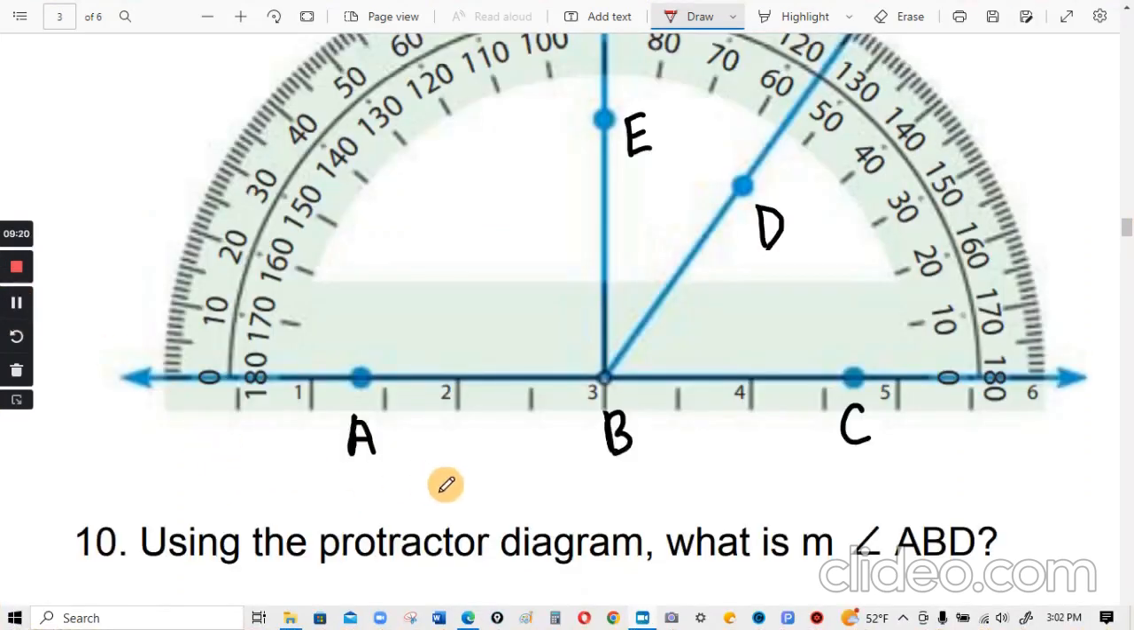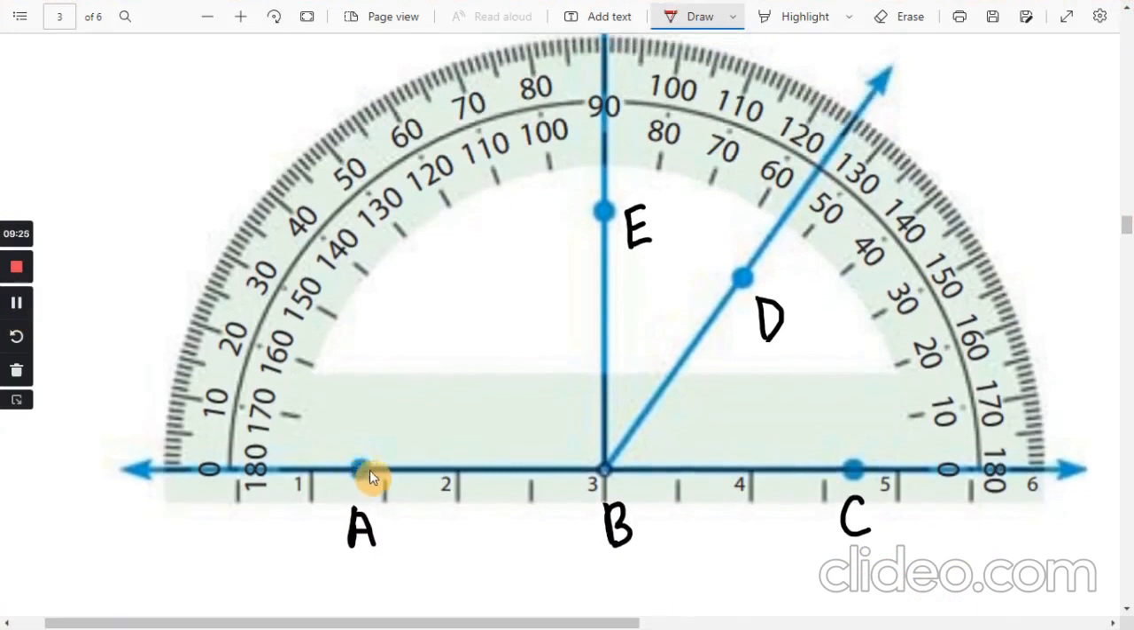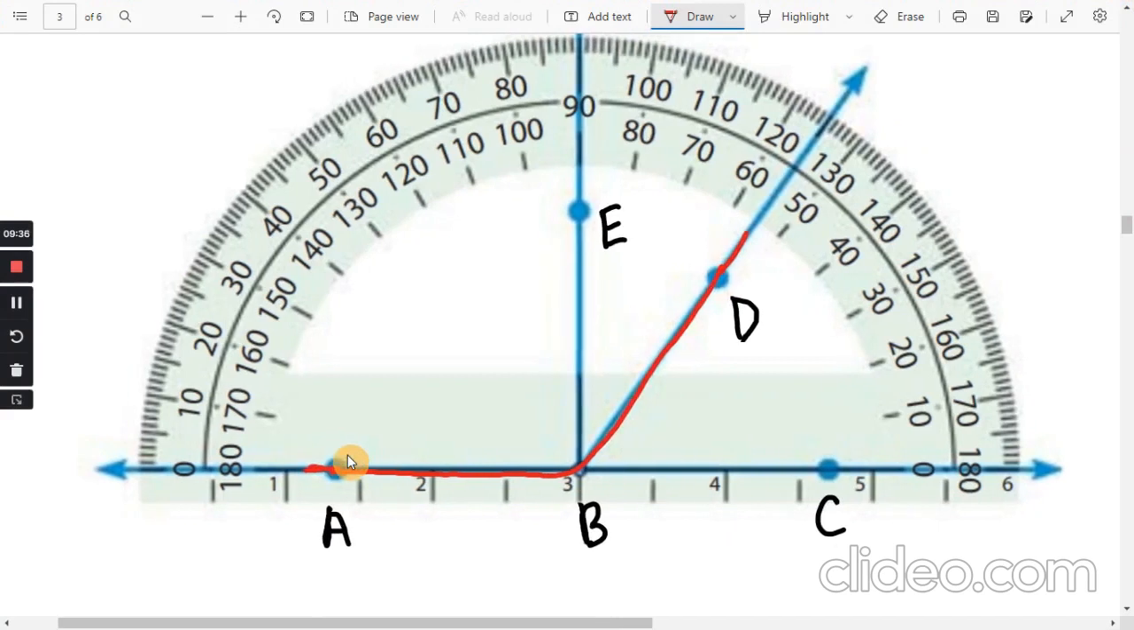All right, on the protractor, what is the measure of angle ABD? So if we go from A to B to D, that's this angle right here. All right, so you just subtract the numbers, stick with the ones on top or the bottom, and you can put the bigger number first. So if you do the bottom, we have 180 minus this right here, which is 55. Okay, so that's going to be 180 minus 55.